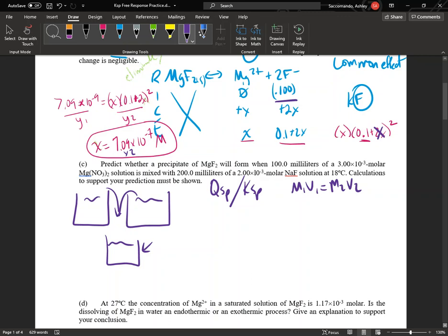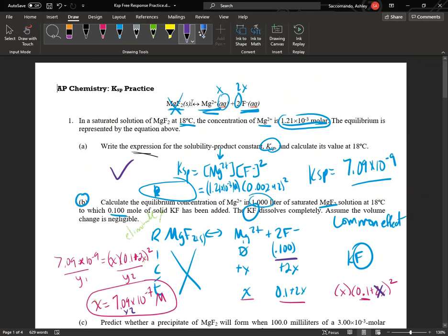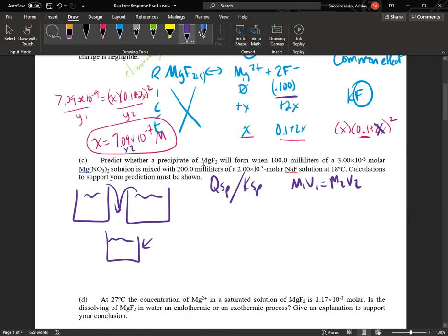Definitely, you could look at this one, but we're still focused on this magnesium fluoride dissolution problem. Predict whether a precipitate of magnesium fluoride will form when you have 100 milliliters of 3 molar magnesium nitrate, which, nitrates are always soluble. So we know this one has the nitrates in here, all dissolved and floating around.